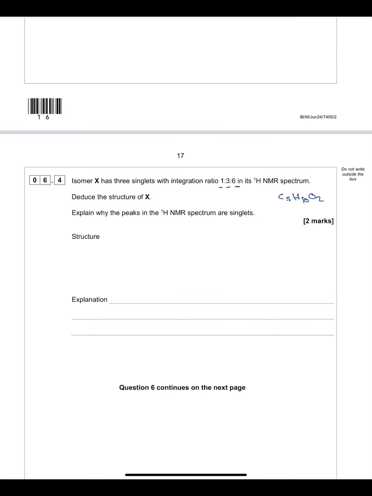And they want you to deduce the structure of X and explain why the peaks in the proton NMR spectrum are singlets. Now let's think about the structure. First of all, there are six protons which are going to have the same signal, which means we have two methyl groups attached to a carbon, and this carbon cannot be attached to any hydrogen. So the only possibility is that it can be attached to one oxygen on one side and one carbonyl group on the other side.